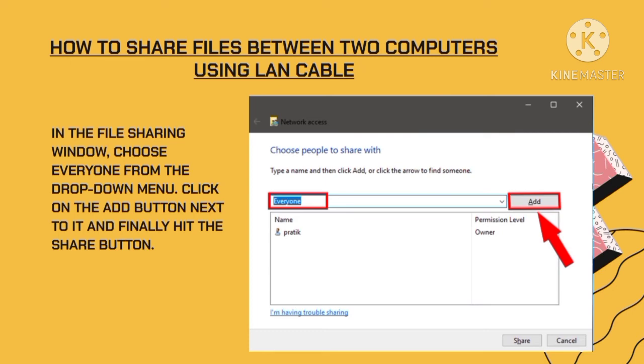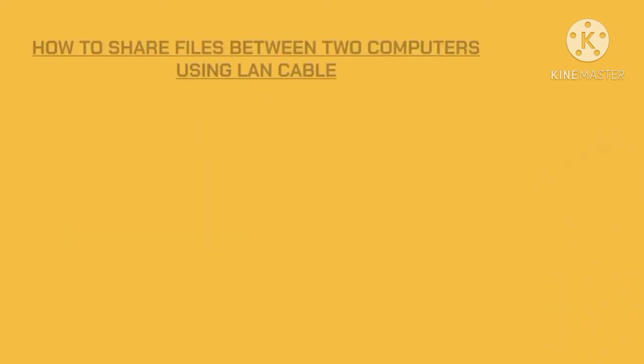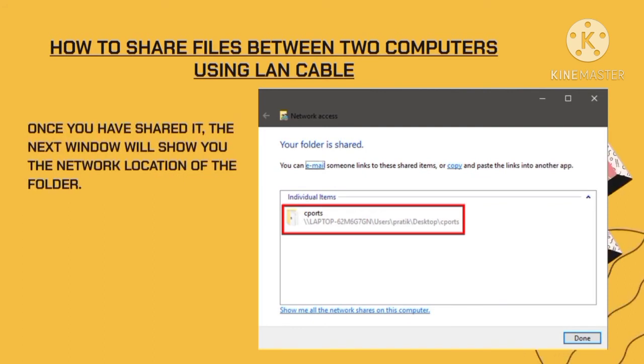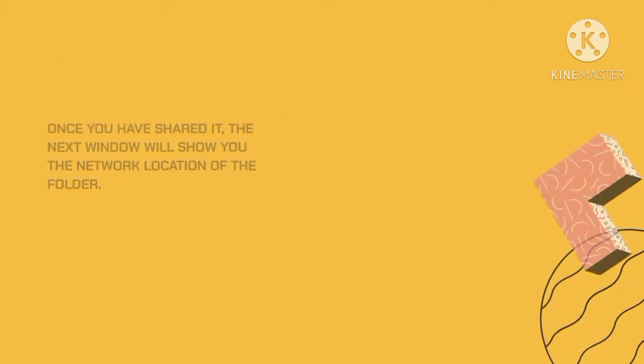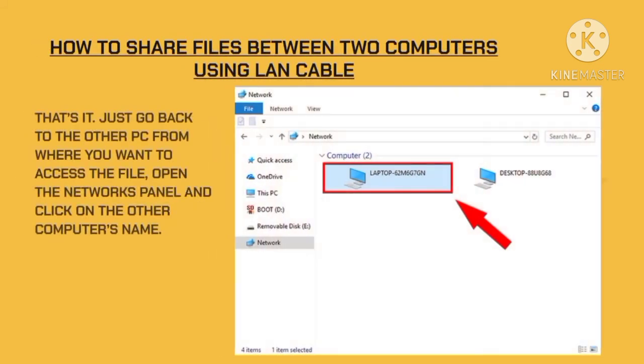In this file sharing window, choose Everyone from the drop down menu. Click on the Add button next to it. Finally, hit the Share button. Once you have shared it, the next window will show you the network location of the folder.